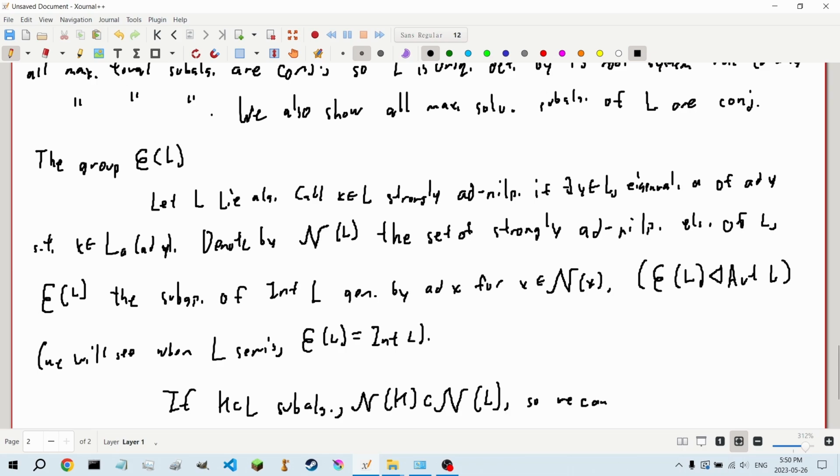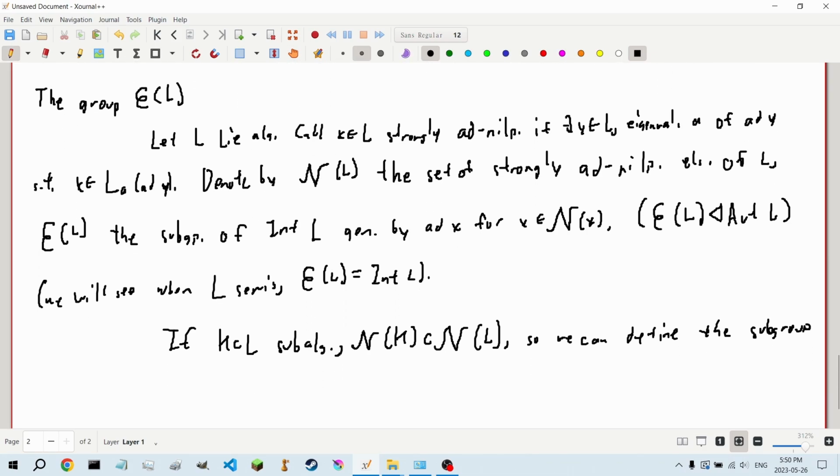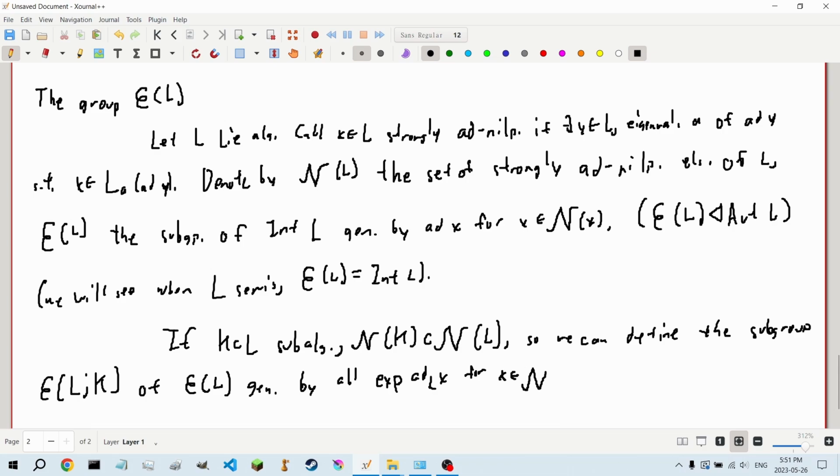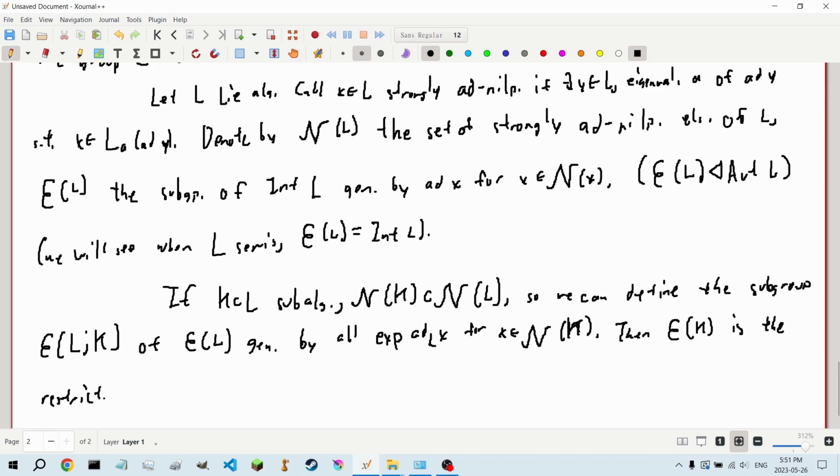So we can define the subgroup goofy E of L on K of our goofy E of L, generated by all of the exponential maps of the L adjoints of X for X being a strongly nilpotent element of K. Then epsilon K is the restriction of epsilon L semicolon K to K.